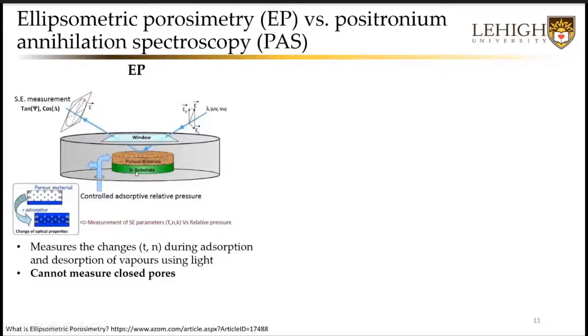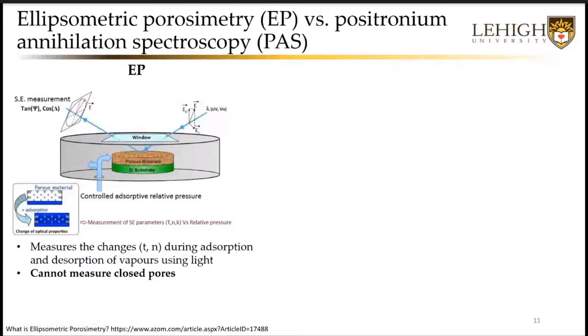One major drawback is it cannot measure the closed pores inside a film. It can measure only open pores. It is very obvious because once you're using these reactive vapors, they cannot diffuse inside if the material is closed. They can only go to the pores which are open. That's a major drawback. That's why people go to a complicated technique which is called positron annihilation.